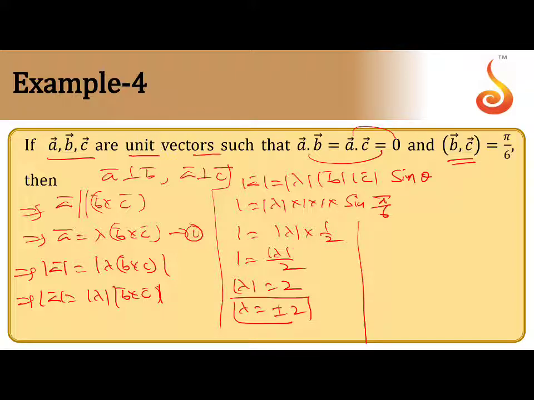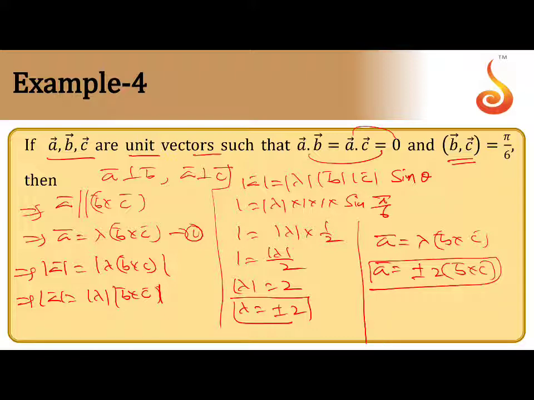So finally they are asking for the A bar vector. A bar vector equal to lambda times B cross C. So what is the lambda value? Plus or minus 2 into B cross C. So now the answer will be A bar equal to plus or minus 2 into B cross C.